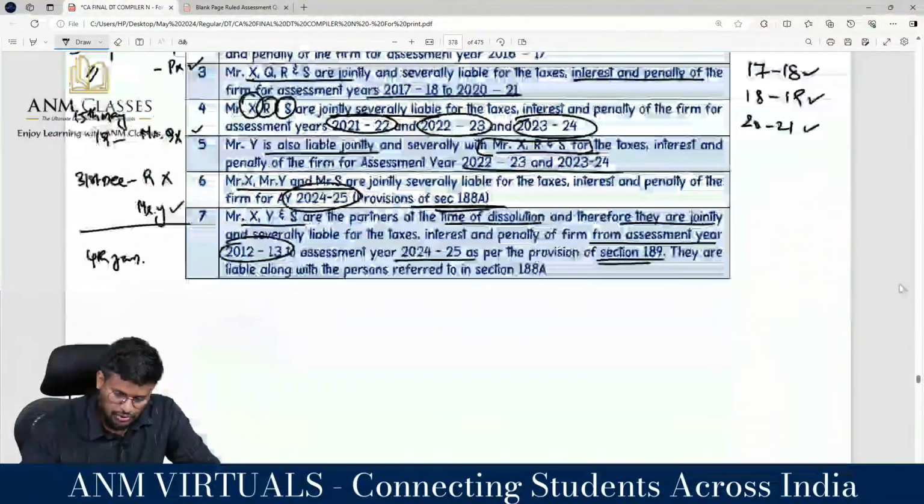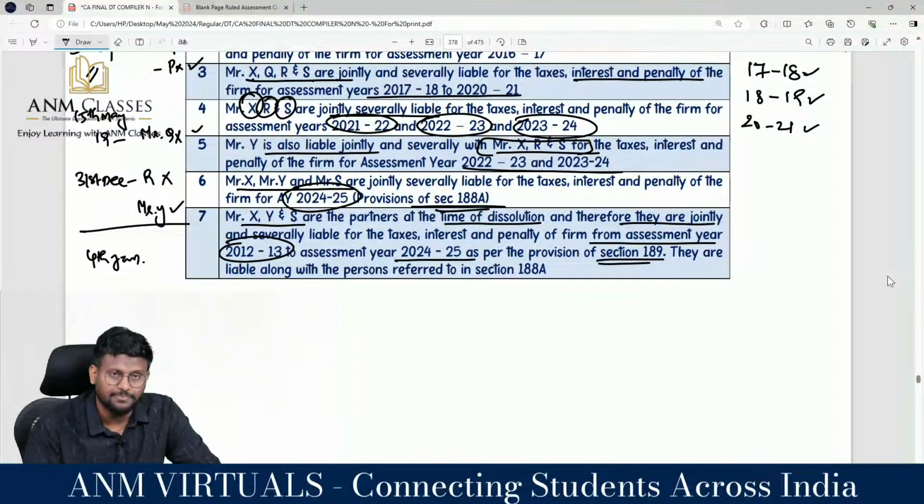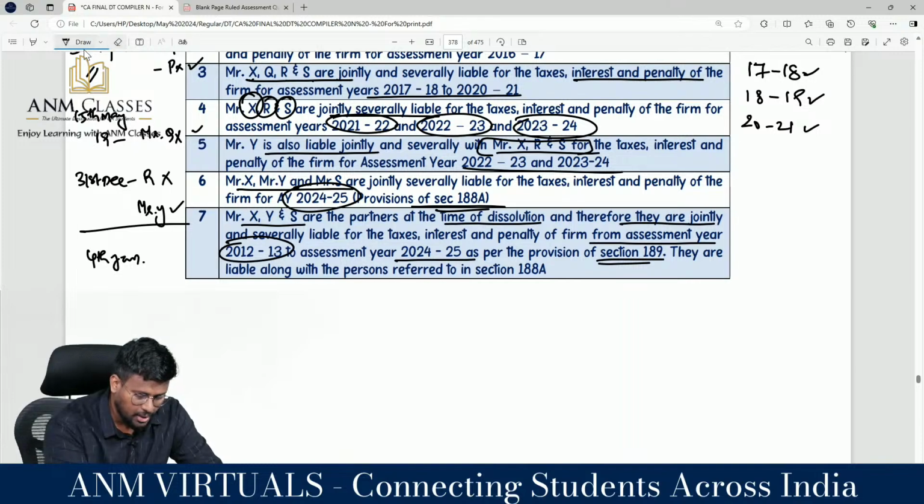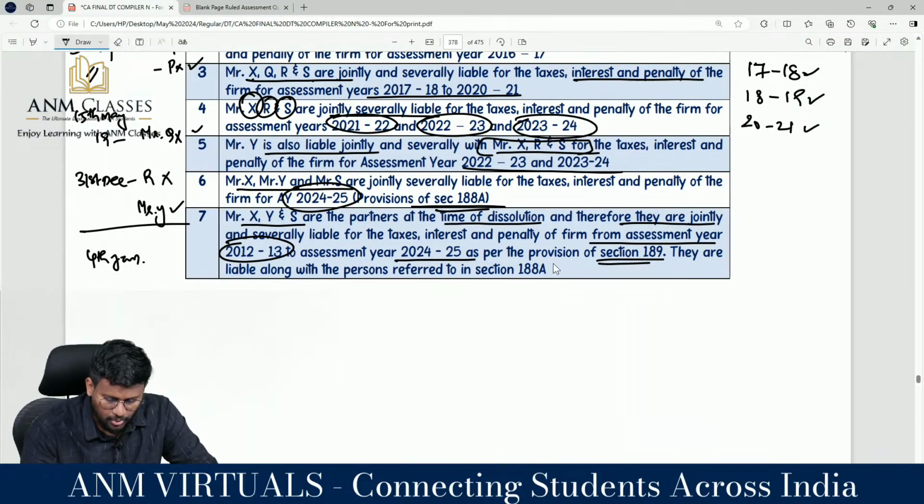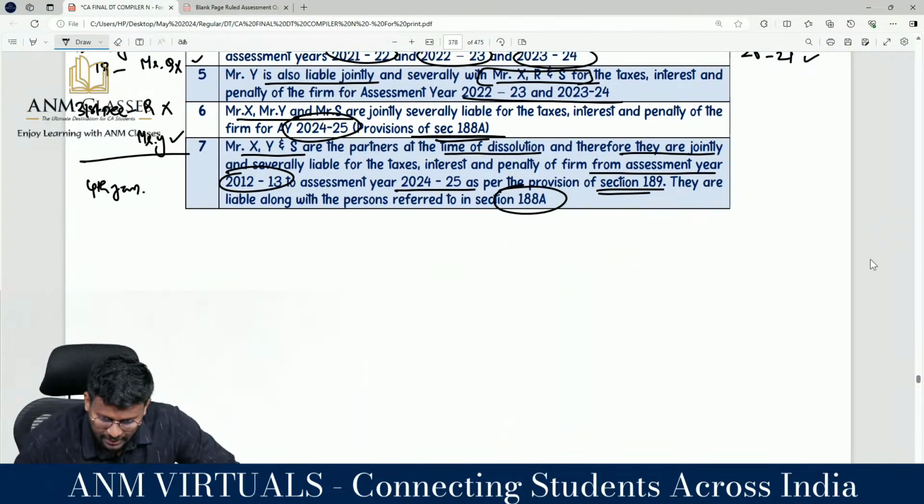Starting from financial year 11-12, that is assessment year 12-13, until they retire, until the firm is dissolved, and at the time of dissolution whoever was a partner, they are liable along with the persons referred to in 188A.